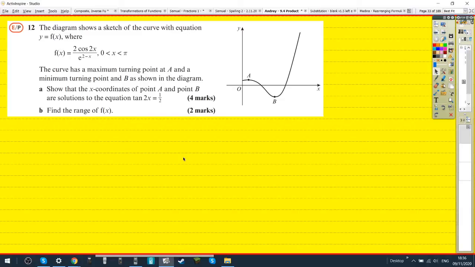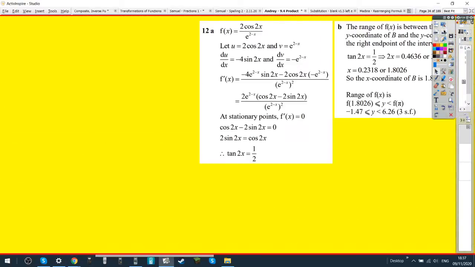Maximum turning point at A, minimum at B. What do you know about the points A and B? How would you go about finding them? Oh, are they like the maximum and minimum? Mm-hmm. So are they stationary points? Yep. So is the differentiation then equals 0? Yeah. So you just differentiate this fraction using the quotient rule, make it equal to 0 and solve it. We can do it if you want. I think I'll be alright.